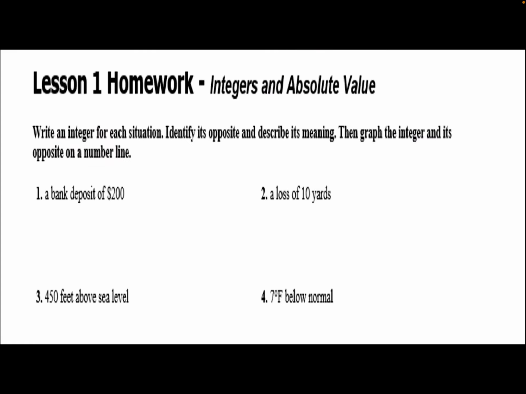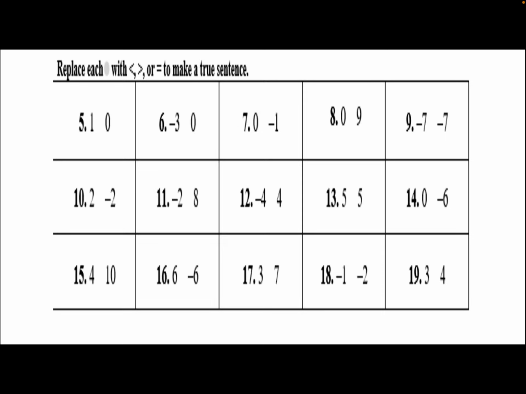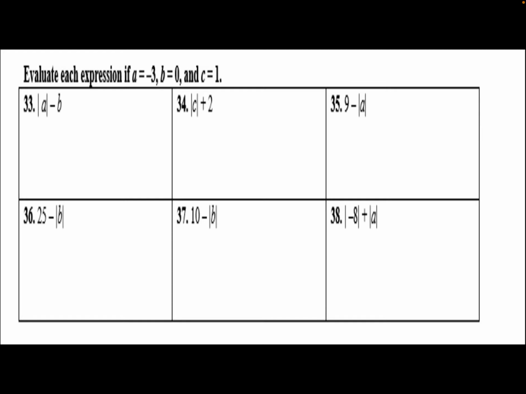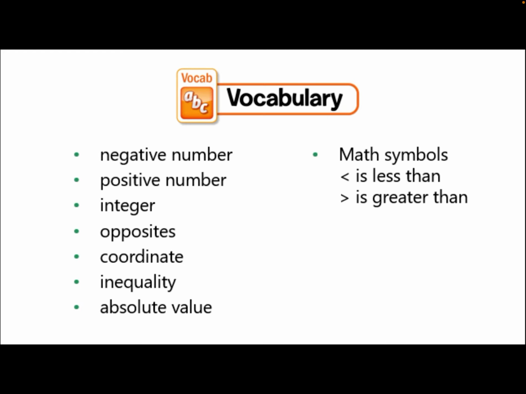All right, so your homework will have some integers and absolute value questions. We do have some less than or greater than questions, which hopefully we can handle here. 9 would be greater than 0. -4 is less than 4. 5 is equal to 5. 6 is greater than -6. And then we have some absolute value questions, and then evaluate similar to what we just did.